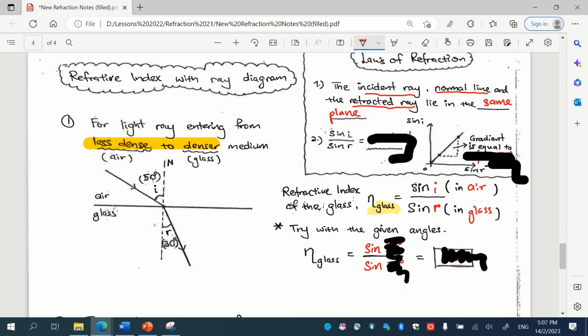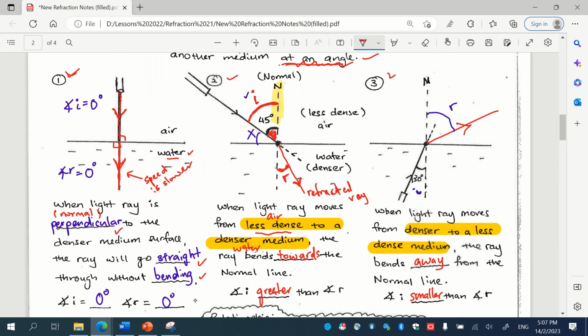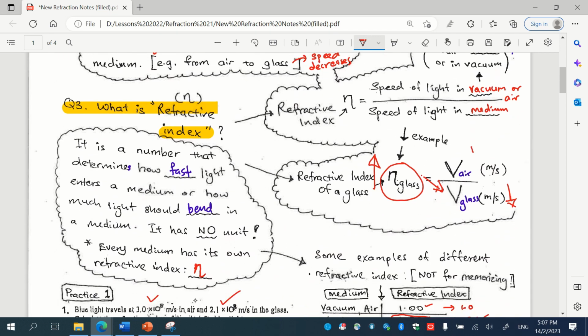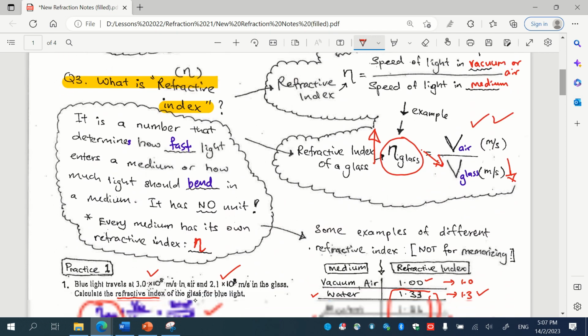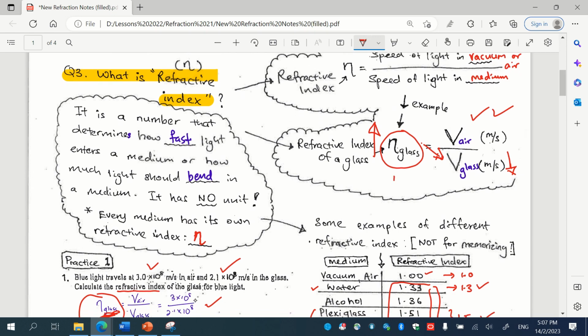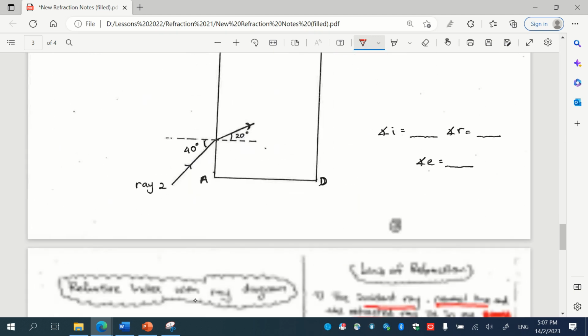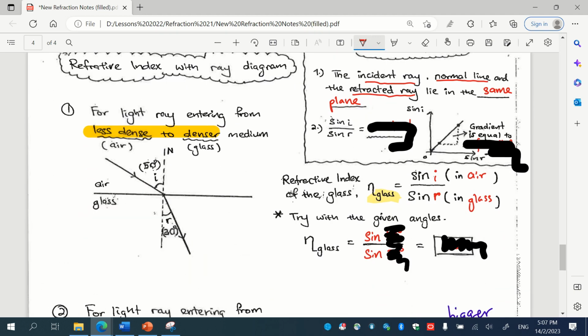the second formula to calculate refractive index. The first formula was speed of light. Remember, first formula here: speed of light in air over speed of light in glass to find refractive index of the glass. But now, if your problem is this type, with angle, turn to the next page, when you are given a diagram with angle 50 degree I, R is 30 degree. Now this type, they will ask you to find refractive index of the glass.